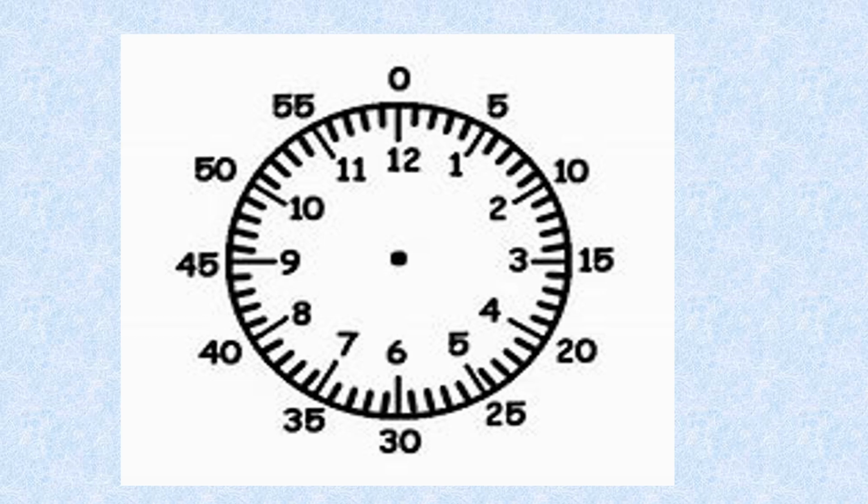So, to read the minutes, we will just look at the number on which our minute hand is pointing and multiply that number with 5 to find out the minutes that have passed. For example, if our minute hand is pointing at number 4, we will multiply 4 with 5, we will get 20. So, we will say 20 minutes passed.